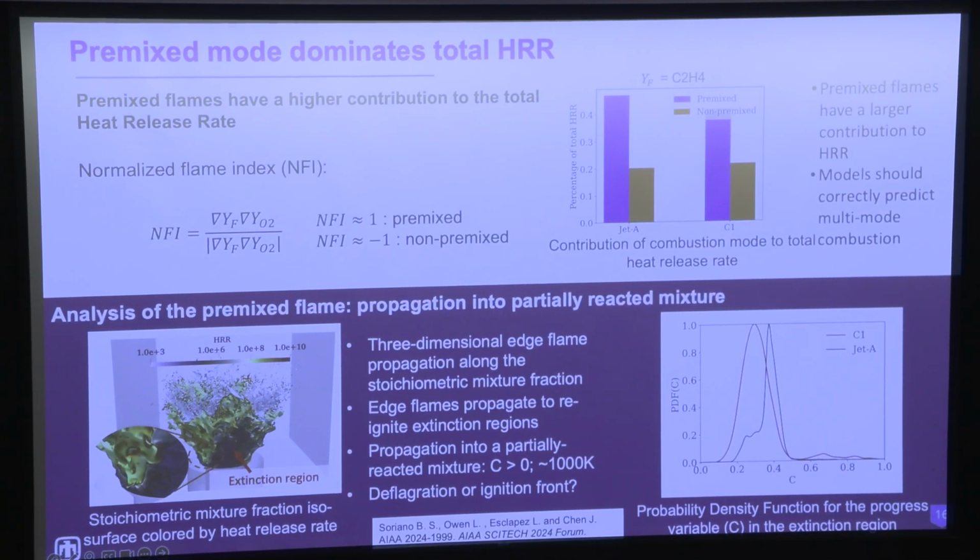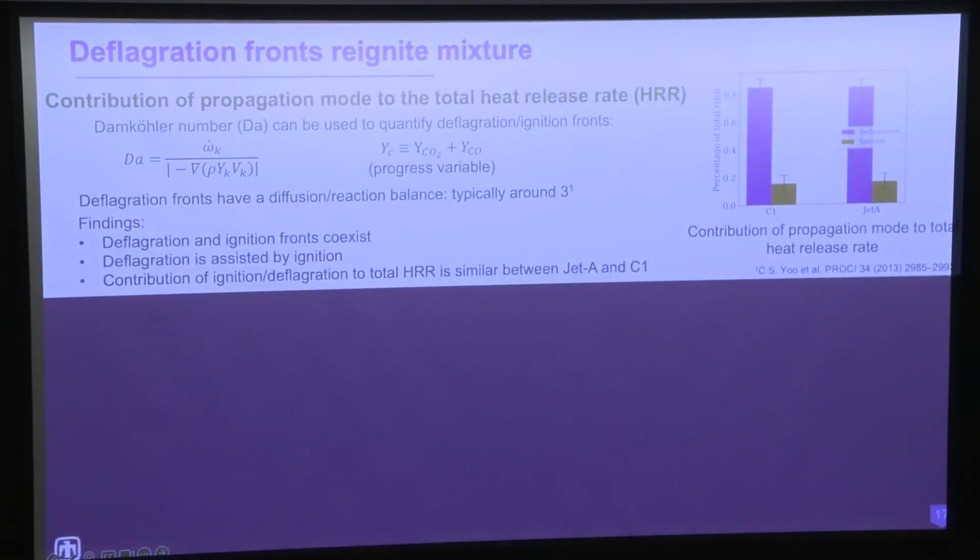So the bottom right figure is then if we compare the PDF of the progress variable in the extinguished region between Jet A in black and C1 in red, we see that reaction progress is further along, and therefore more evidence of having stable intermediates in the quenched regions when you go to higher derived cetane numbers like Jet A compared to C1. And so there's more likelihood of ignition assistance due to deflagration when you have higher cetane fuels like Jet A.